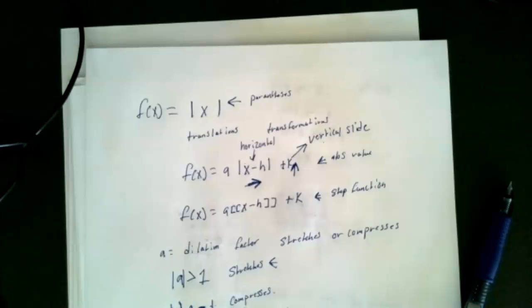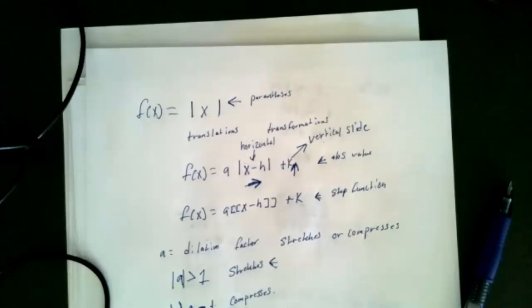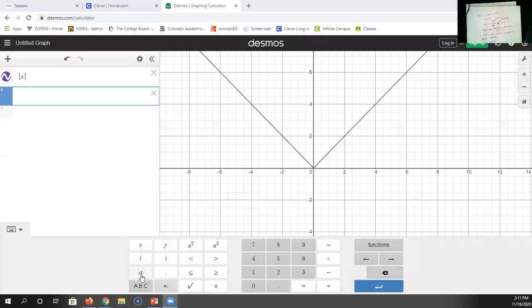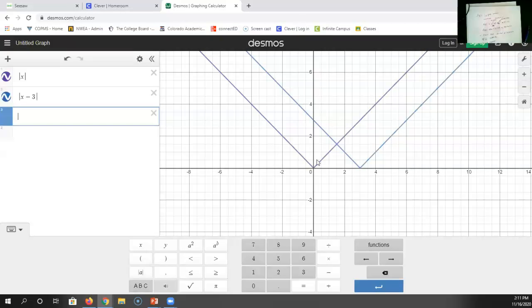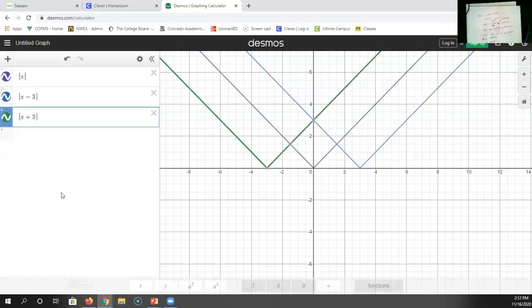And these are true for both absolute value and the step function. So I'm just showing you examples. If we take the absolute value of x minus 3, you can see it's the same graph, it's just been slid to the right. If we take the absolute value of x plus 3, it's going to be the same graph in green here, but this one slid to the left, whereas the minus on the inside slides it to the right, and the purple one is your original.